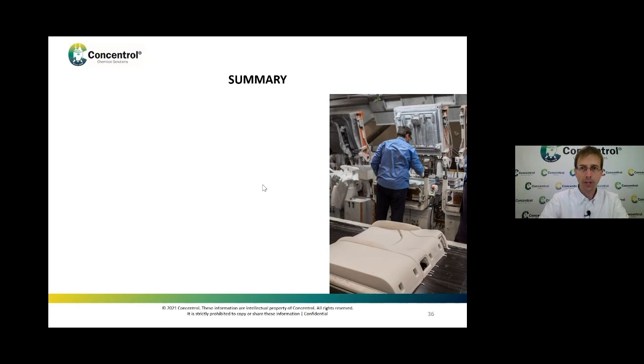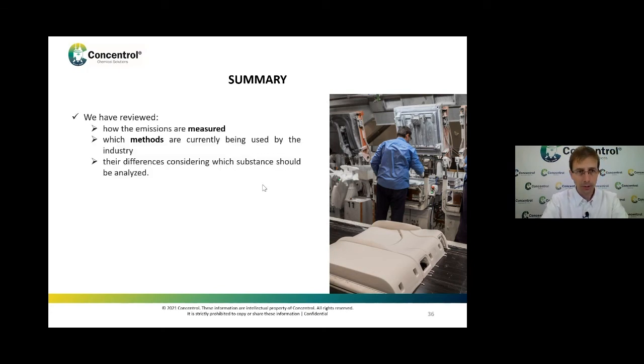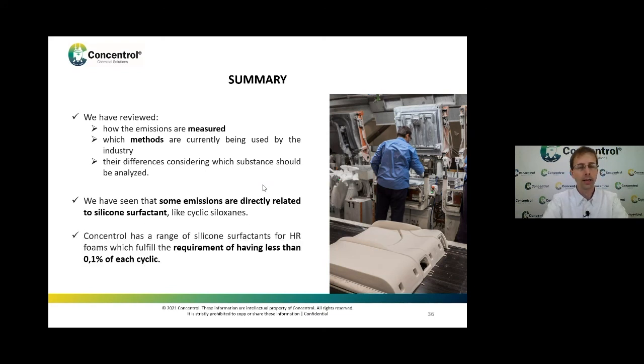As a summary of the webinar, we would like to make a short review. We have seen how emissions are measured, which methods are currently being used by the industry, and the differences between the methods considering which substance has to be analyzed. We have also seen that some emissions are directly related to the silicone surfactant, like the cyclic siloxanes. And we have discussed that Concentrol has a range of silicone surfactants for HR foams that fulfill the requirement of having less than 0.1% of each cyclic.